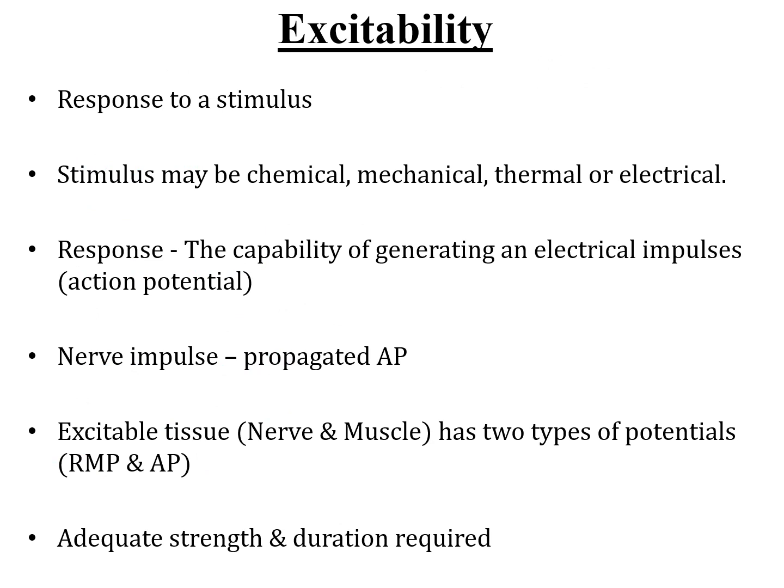Excitability is nothing but the ability to excite, that is a response to a stimulus. When a stimulus is given to a tissue, immediately the tissue is going to show a response. Stimulus may be chemical, mechanical, thermal or electrical. And what is the response? The response is nothing but the production of action potential. Nerve impulse is a propagated action potential. The impulse is going to get generated in the axon hillock, and it is going to get propagated, nothing but the spreading of the action potential.